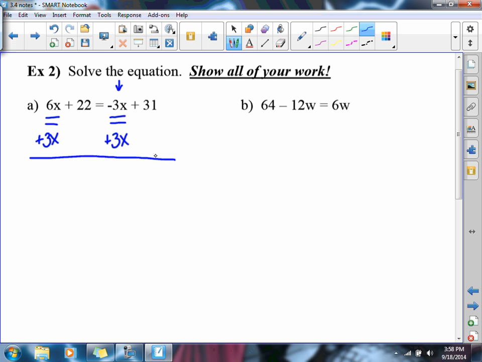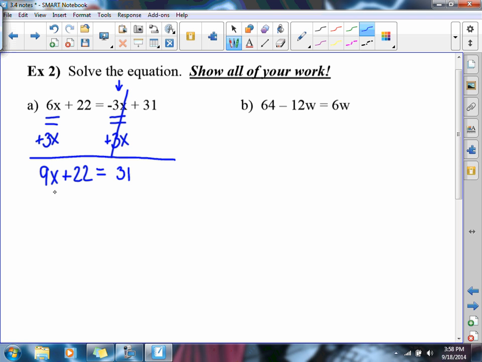So I'm just going to do that one step first. Now I'll have 6x plus 3x. Now I have 9 x's altogether. And then I'm going to bring down my numbers. Now these canceled. I moved him over to the other side, so he's not there anymore, but the 31 is still there. So now I have a two-step equation, like we've seen before.